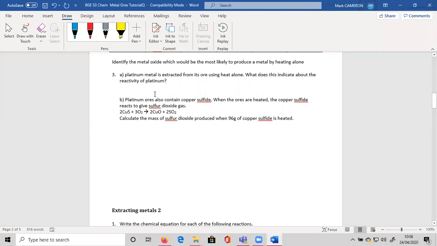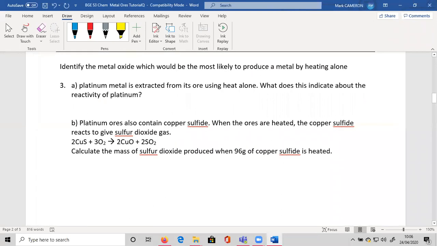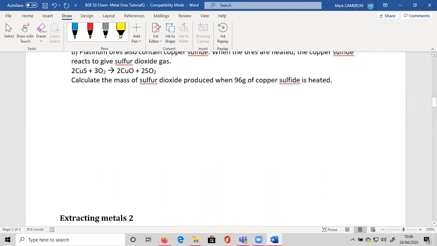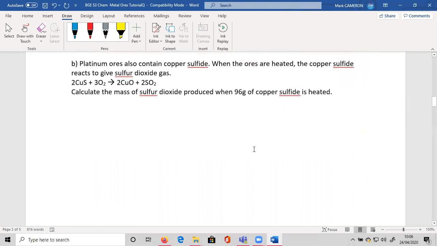Okay, going to explain how to work out 3B of the metals extraction exercise that you were issued, which is a calculation based on a balanced equation. So here we've got 3B, and 3B says that platinum ores also contain copper sulfide. When the ores are heated, the copper sulfide reacts to form sulfur dioxide gas. And then you've been given an equation. It says calculate the mass of sulfur dioxide produced when 96 grams of copper sulfide is heated.